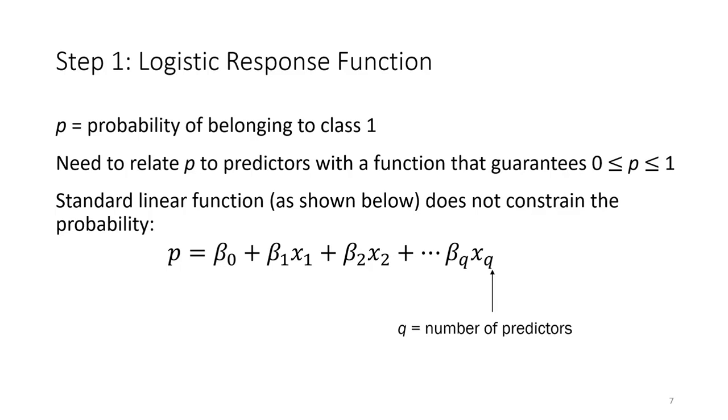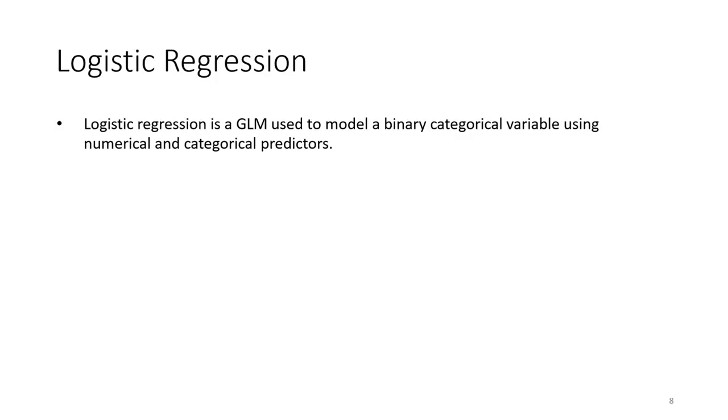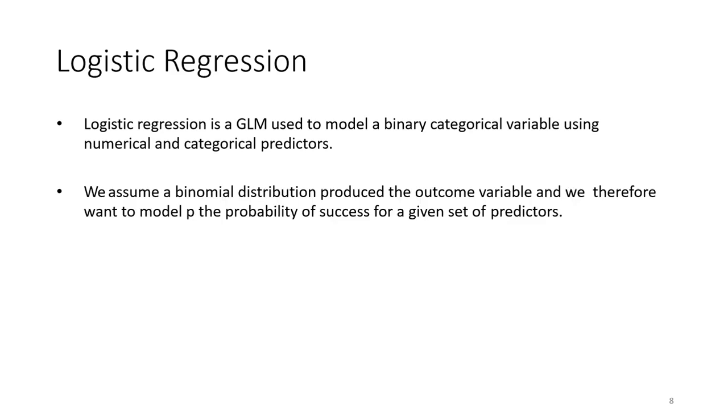As we have seen with regular regression, the outcome variable can be any value and is not limited to this range. So logistic regression is a generalized linear model that is used to model binary categorical variables using numerical and categorical predictors. Similar to ordinary least squares regression or multiple linear regression, we can use continuous or categorical variables. But we're going to assume a binomial distribution for the outcome variable, and therefore we want to model P, the probability of success, given the set of predictors that we have.